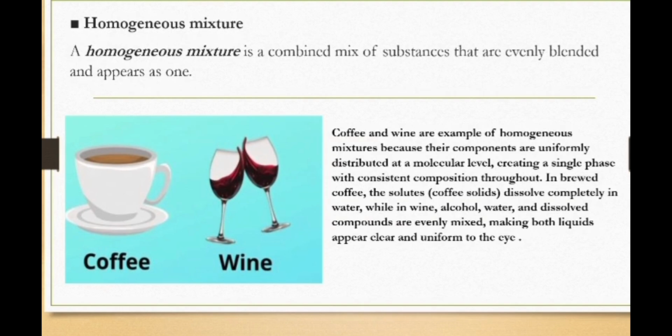Coffee and wine are examples of homogeneous mixtures because their components are uniformly distributed at the molecular level, creating a single phase with consistent composition throughout. In brewed coffee, the solutes or the coffee solids dissolve completely in water, while in wine, alcohol, water, and the salt compounds are evenly mixed, making both liquids appear clear and uniform to the eye.